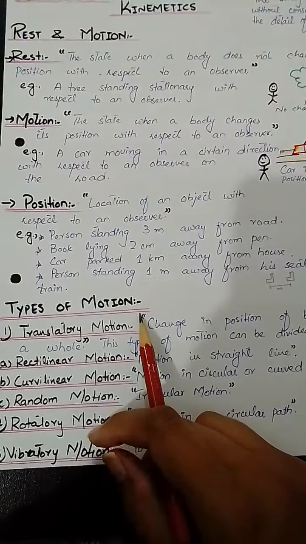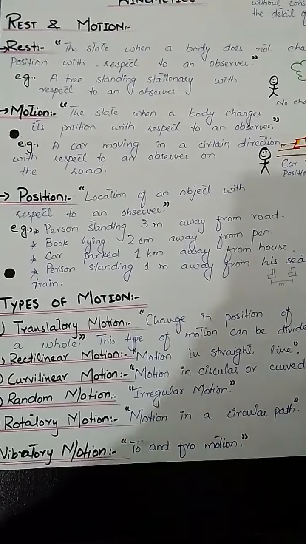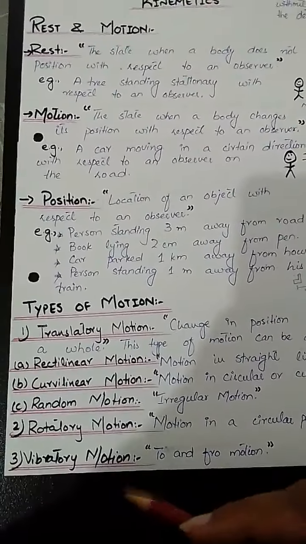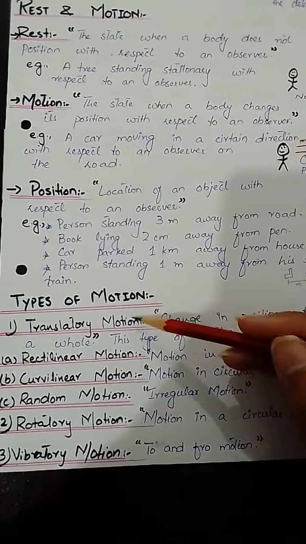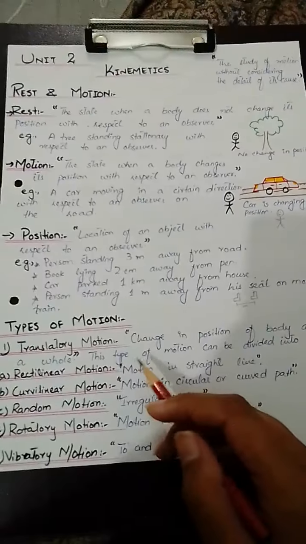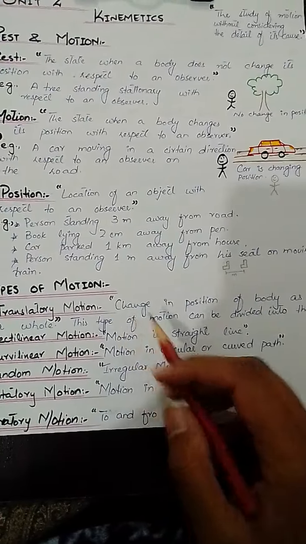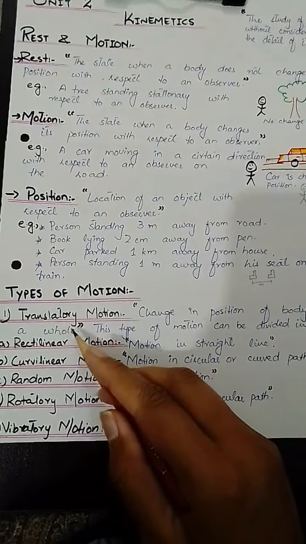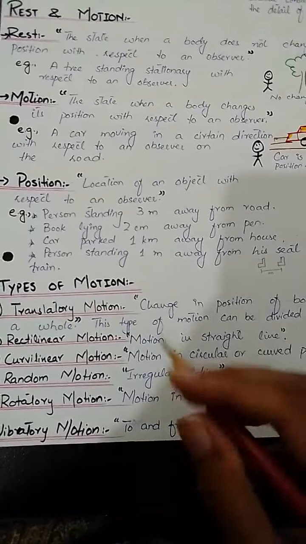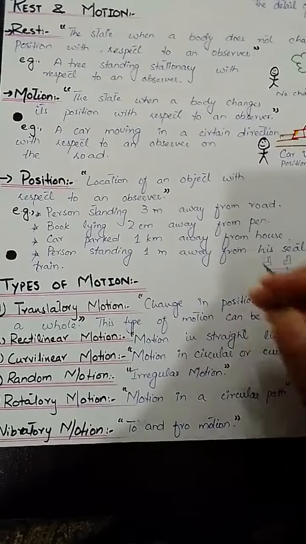Okay, coming towards the types of motion, there are basically 3 types of motion: translatory motion, rotatory motion, and vibratory motion. Translatory motion can further be divided into 3 parts. First, discussing the translatory motion, the change in position of a body as a whole. So take an example of a horse or a car. Whenever a car or a horse moves, it moves as a whole.